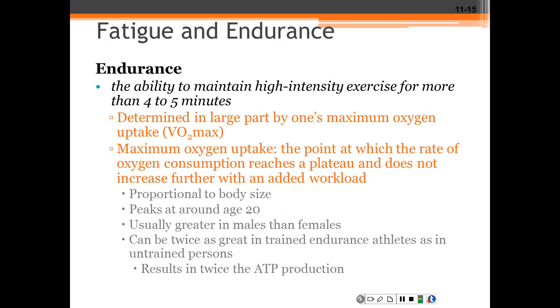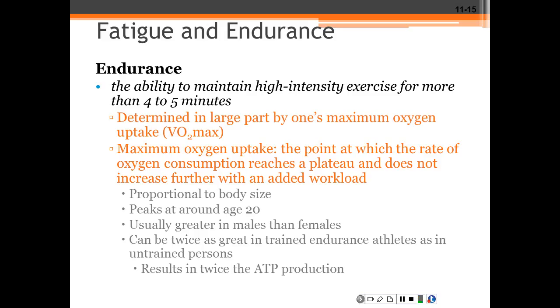Alright, so what is endurance? Endurance is the ability to maintain high intensity exercise for more than 4 to 5 minutes. So it's not just running a 10-mile race, but basically if you can keep going for 6 minutes, 7 minutes, 10 minutes, that is endurance. Consistently though, at a high intensity, not just walking around the park with a phone in your hand.